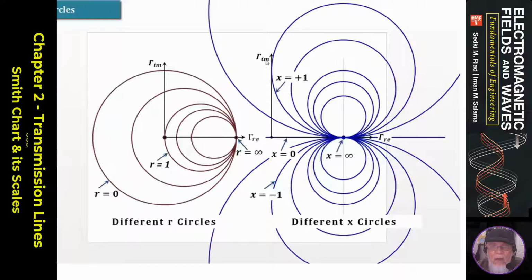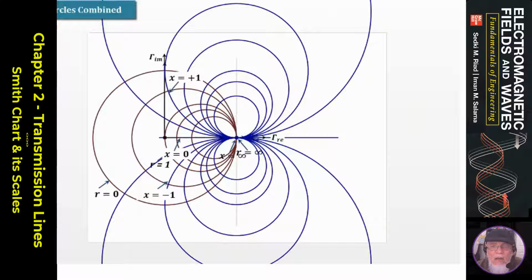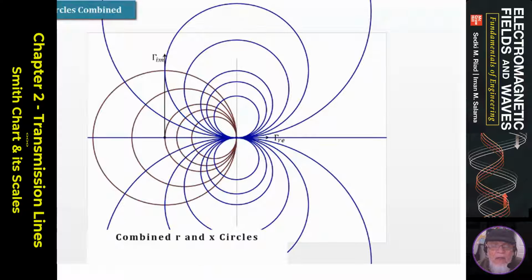And the two are displayed versus gamma real on the horizontal and gamma imaginary on the vertical. Same thing here, gamma real, gamma imaginary. So we can just put them on top of each other. And in this diagram here, we did exactly that. It's cluttered with so much writing, so let's just clear the writings in here. These are the two sets of circles.